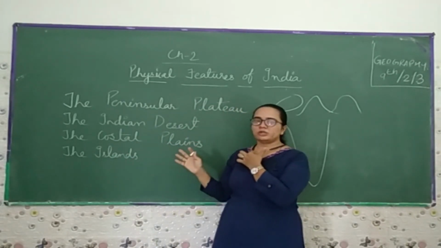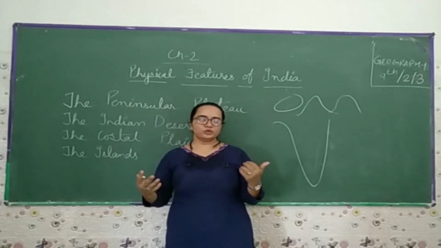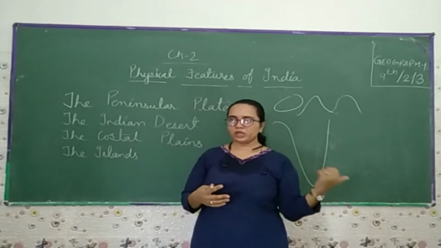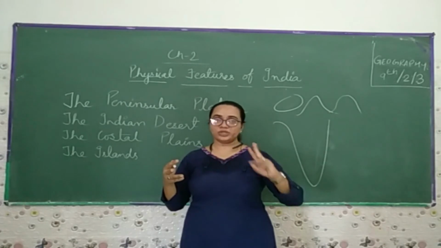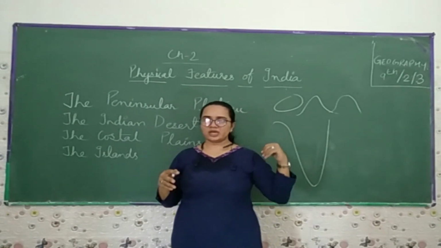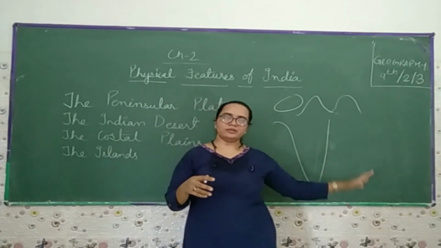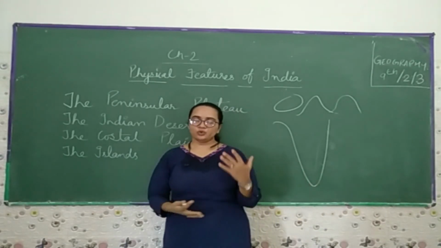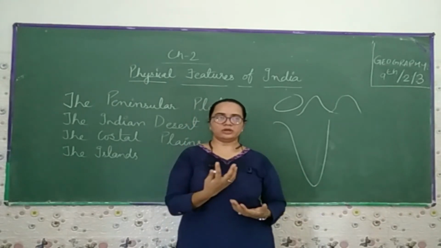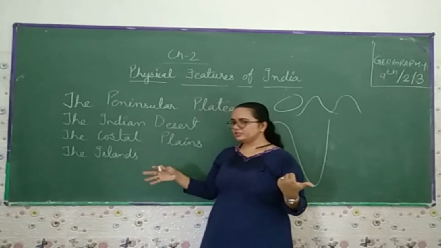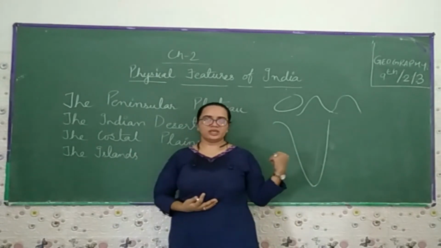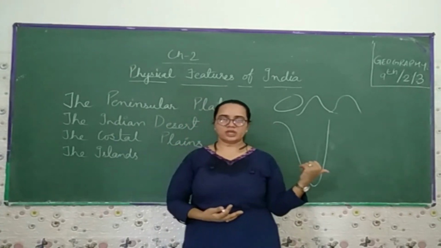And we talked about the coastal plains, which lie towards the west and towards the south. We have two seas and one ocean: the Arabian Sea, the Bay of Bengal, and in the southern part the Indian Ocean. So we find different flora and hills. Then we talked about the islands. We have two island groups: Lakshadweep and Andaman and Nicobar.